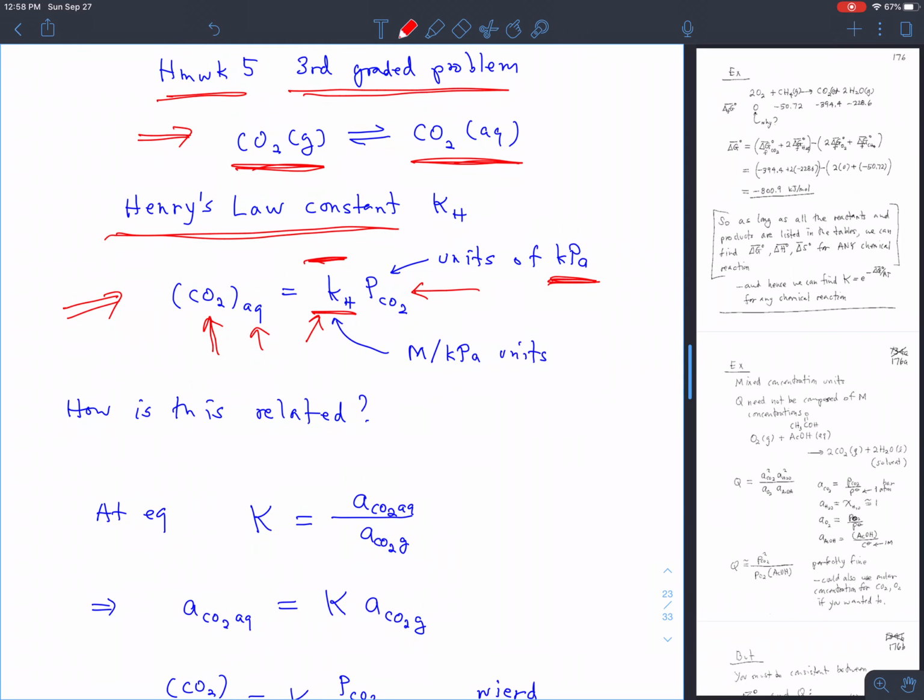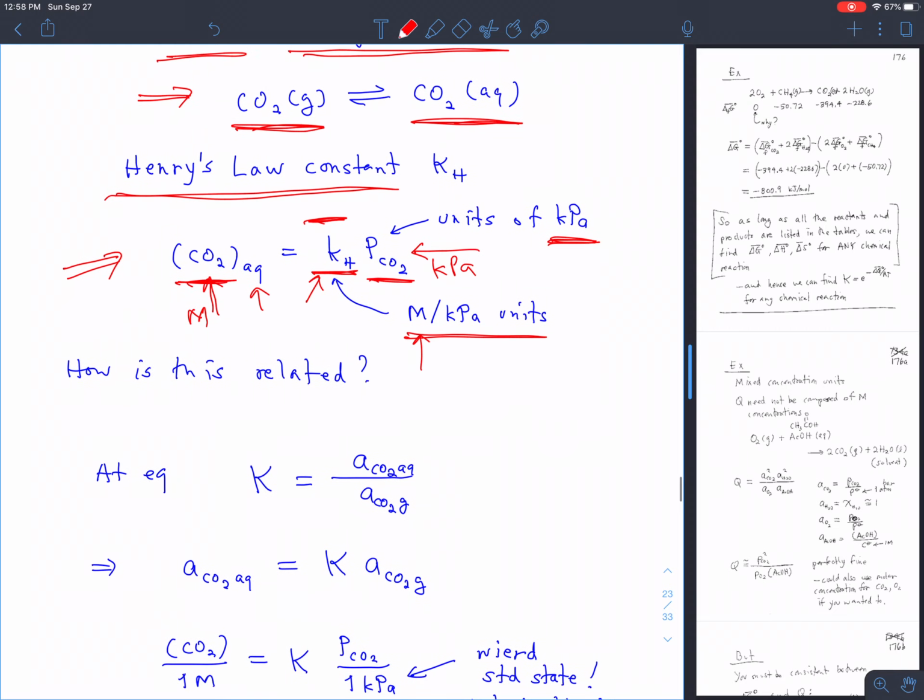Also, you can tell by what's on the two sides of the equation here that this Henry's law constant must have units. We've got to get out molar units on this side. We're putting kilopascal units in on this side. And so the Henry's law constant must have units of molar per kilopascal. Some strange units.